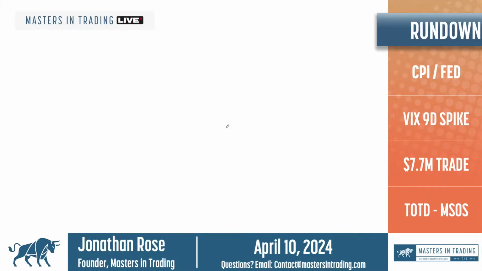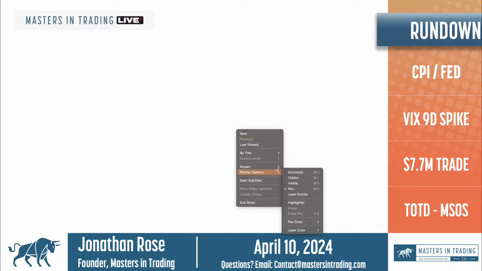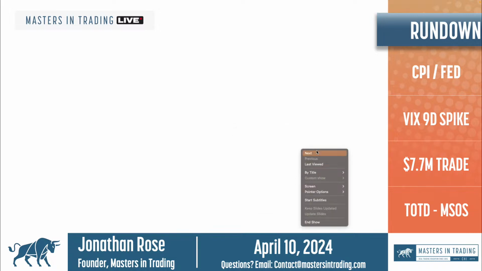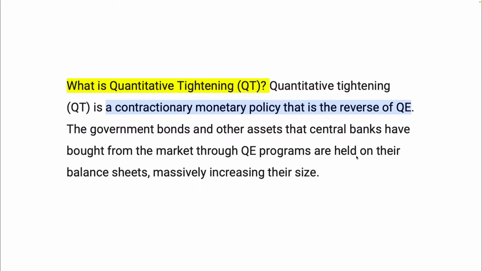So let's start here because we're going to first talk about Fed and CPI. Let me start here with a little lesson on quantitative tightening. Quantitative tightening is a contractionary monetary policy that's the reverse of quantitative easing. The government bonds and other assets that central banks have bought from the market through QE programs are held on their balance sheet.